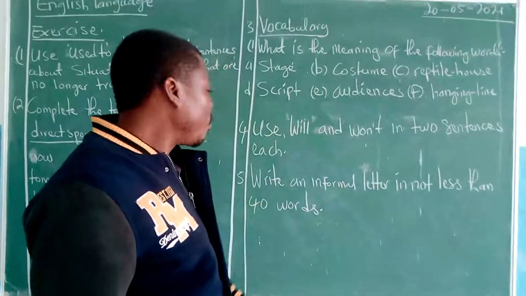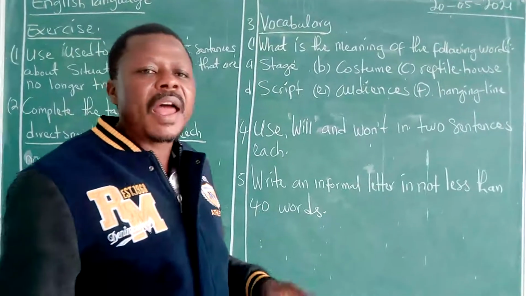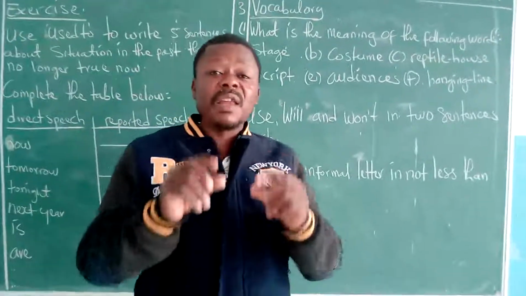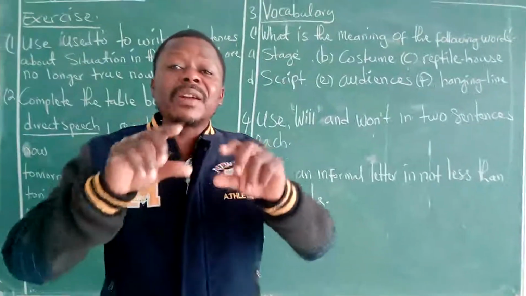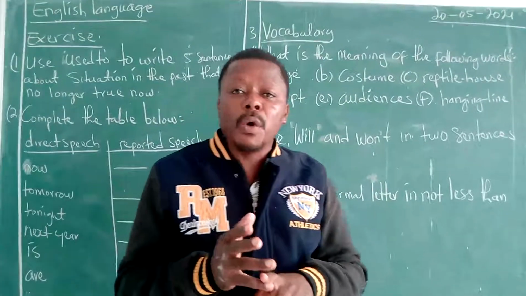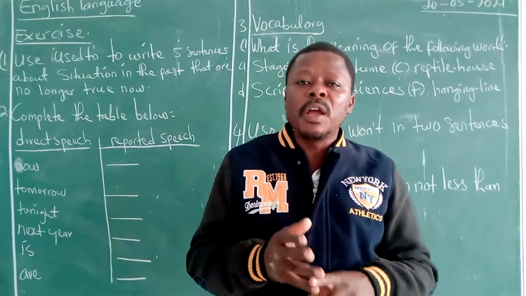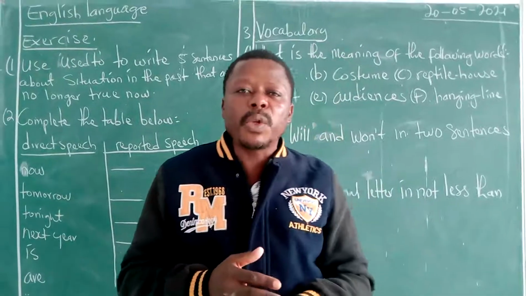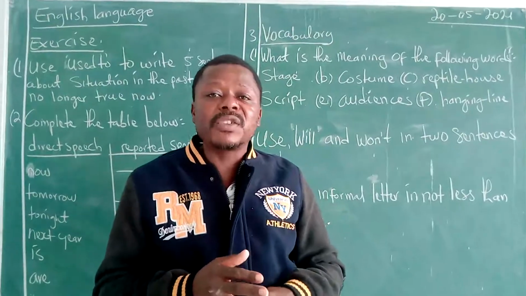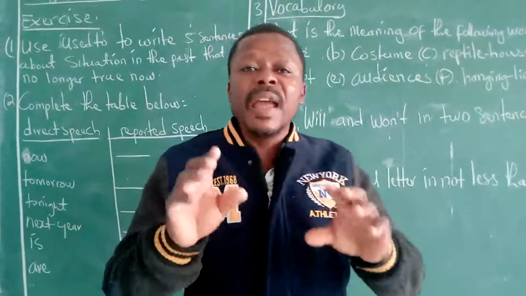Question number 5. Write an informal letter in not less than 40 words. We saw a formal letter and an informal letter. We said a formal letter is a letter that respects a particular format and is written to authorities, people in office. For example, the director of Marif International Schools of Malabo, the Prime Minister of the Republic of Equatorial Guinea, or the commissioner of police, Police Central Station, Malabo. When you are writing letters to these personalities, they are formal letters.